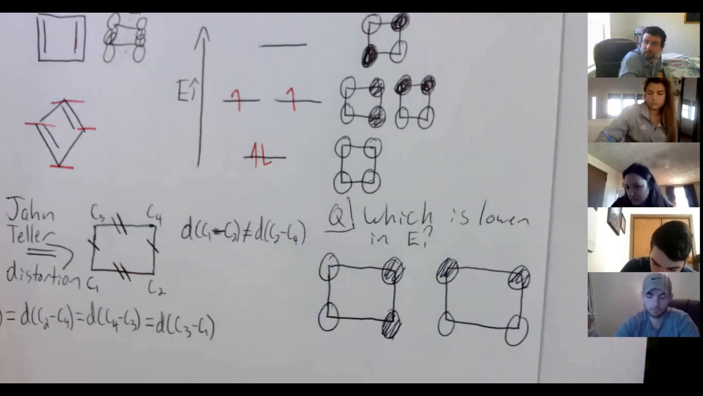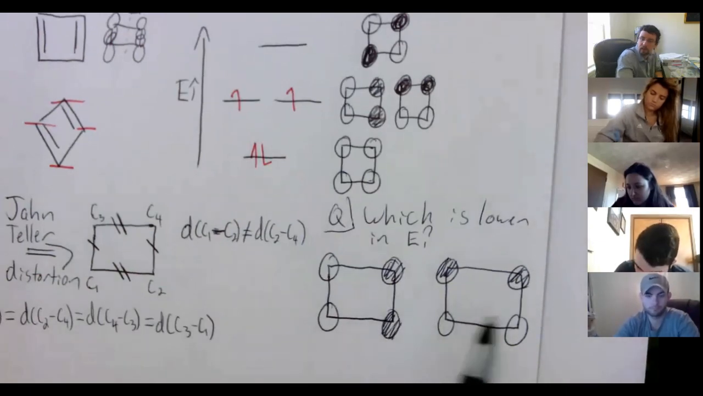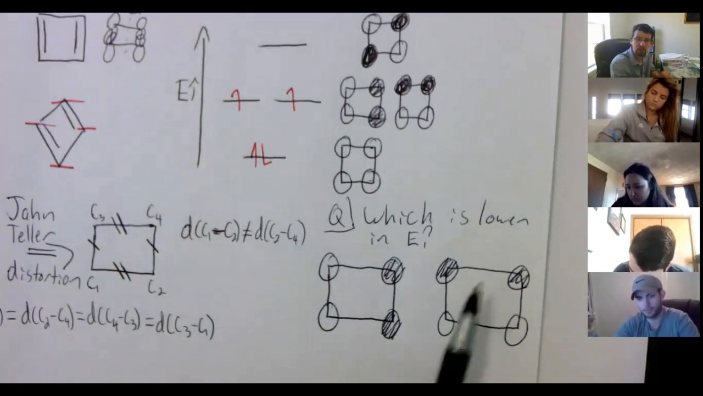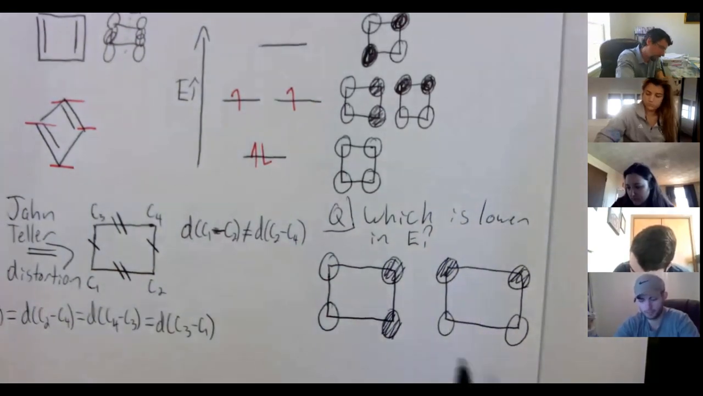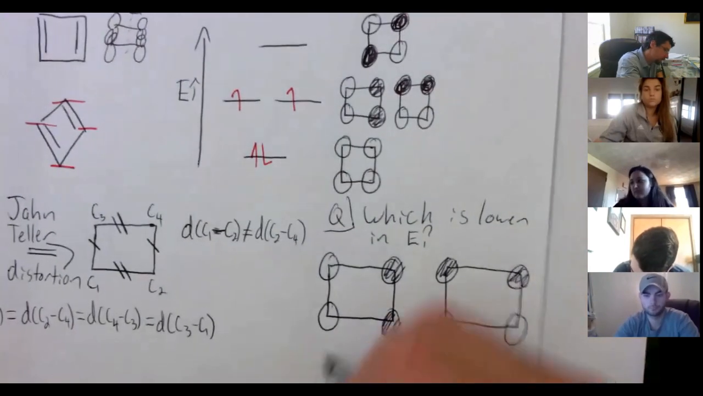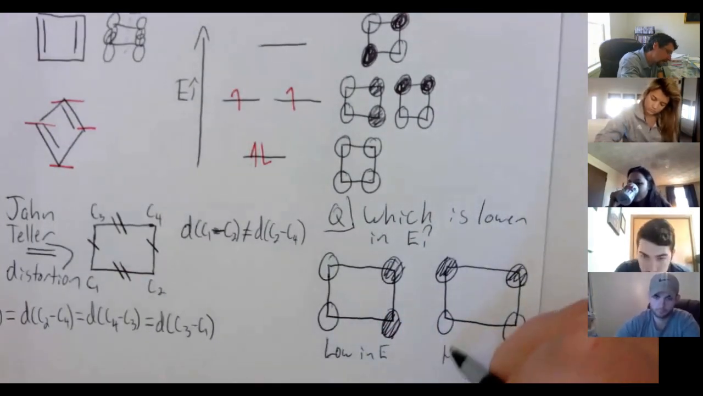Probably the first one. So you're saying this one's the lowest? Why do you think that? Because the bonding interactions are closer together. Exactly. Whereas with this one, they're getting farther apart, so you're going to have more anti-bonding character. Right. At short distance, this is bonding, at long distance, this is anti-bonding. So this one's lower in energy, and this one's higher in energy.